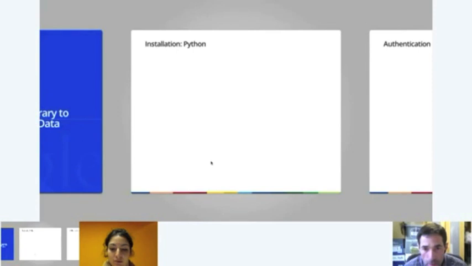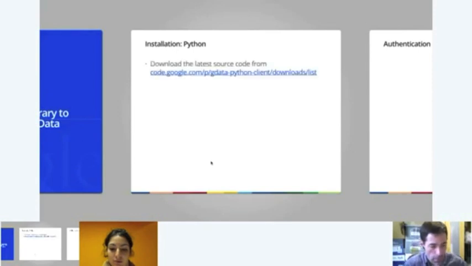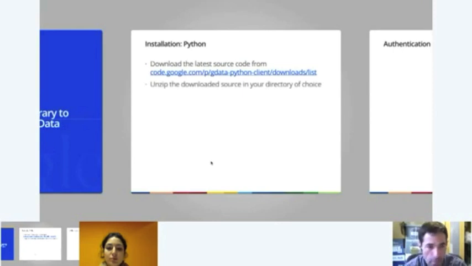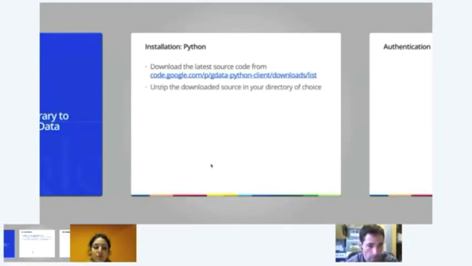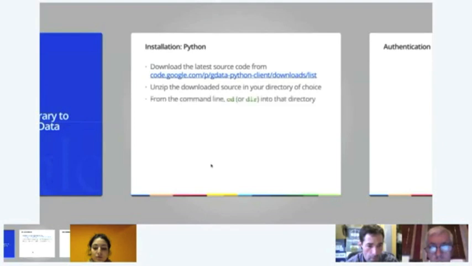So the first thing I'll talk about is installation. Like I said, it's hosted on Google Code Hosting. If you go there, you click Downloads at the very top. There's a download, just a zip of the entire contents of the library. So download it and unzip it somewhere in your directory of choice. Once you've unzipped it, if you're on Mac or Linux, cd into that directory. If you're on Windows, dir into that directory. And run python setup.py install. That's it. It's installed. Okay?